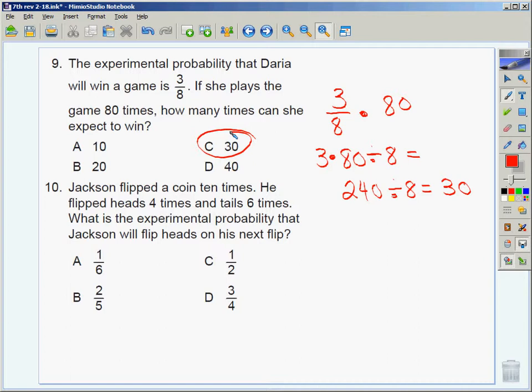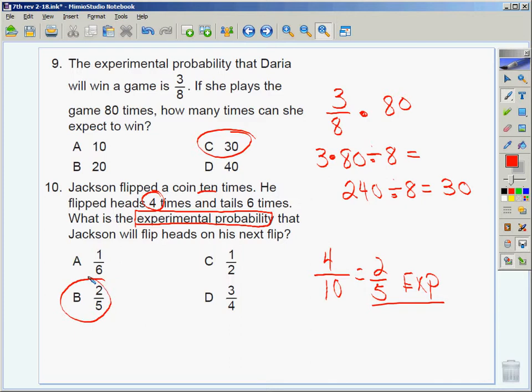Jackson flipped a coin 10 times. He flipped heads 4 times and tails 6 times. What is the experimental probability? That's an important phrase, experimental probability. He did an experiment. He did it 10 times, so the total is 10. Jackson will flip heads. He flipped heads 4 times. This is the same as 2 out of 5. So the experimental probability that he'd get heads the next flip would be 2 out of 5.